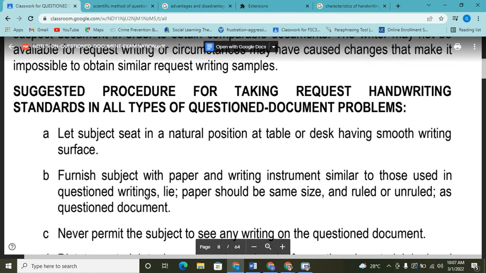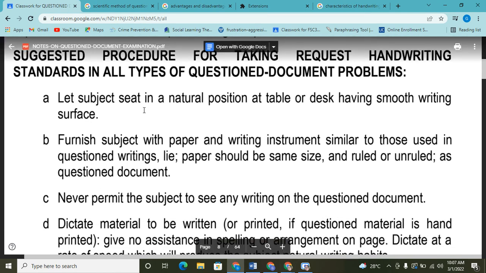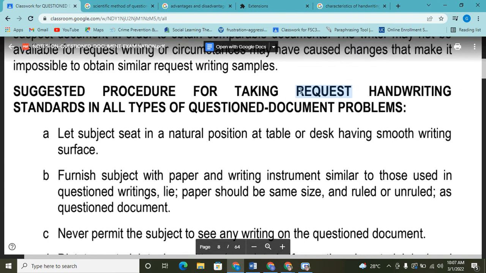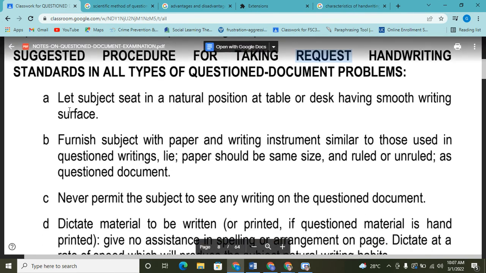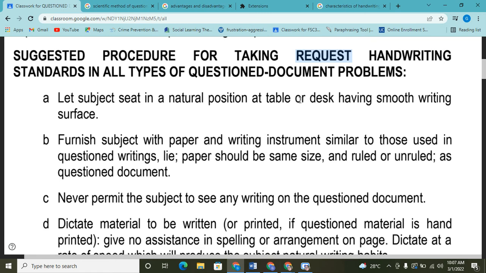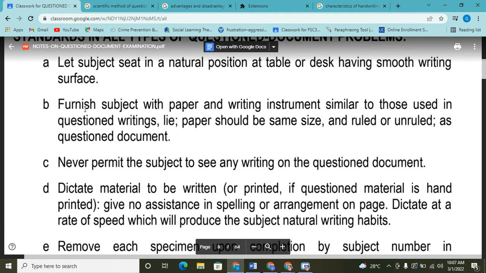So now let's proceed. The suggested procedure for taking request handwriting standards in all types of questioned document problems: let the subject sit in a natural position at a table or desk with a smooth surface, because if it's rough, it also affects the handwriting. Next, furnish the subject with paper and a writing instrument similar to those in question.